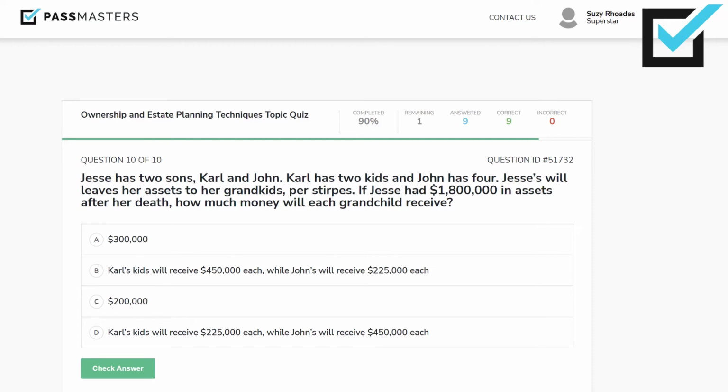Jesse has 2 sons, Carl and John. Carl has 2 kids and John has 4. Jesse's will leaves her assets to her grandkids per stirpes. If Jessie had $1,800,000 in assets after her death, how much money will each grandchild receive? So how many grandkids are there? There are 6 grandkids, but how many children did Jessie have?